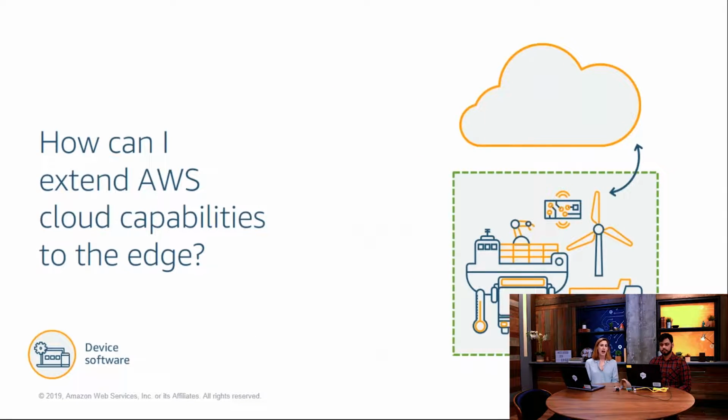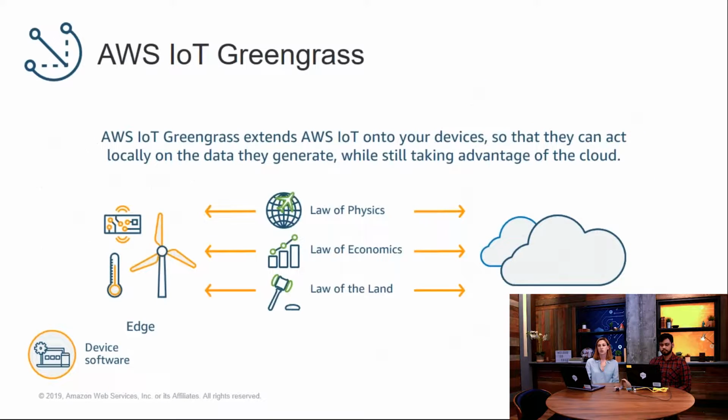Today, we'll be talking about how to extend AWS cloud capabilities to the edge using Greengrass. Greengrass extends AWS IoT onto your devices so that they can act locally on data that they're generating, whether or not they're connected to the cloud. This helps customers with what we call the three laws.